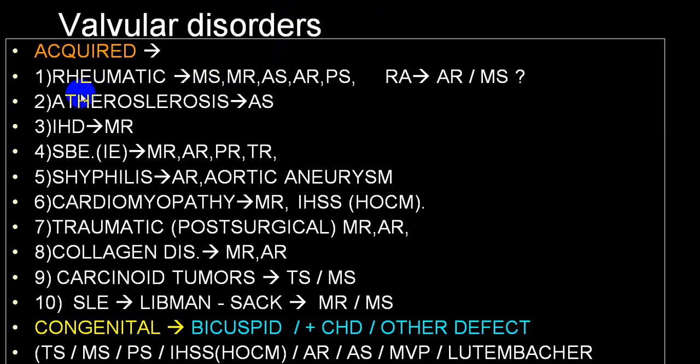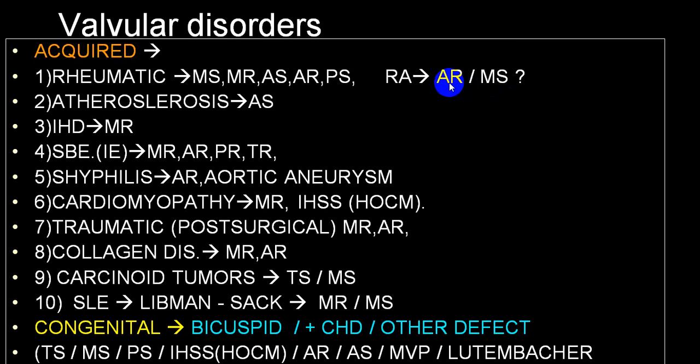But in chronic rheumatic valvular heart disease, the mitral valve is the most commonly involved, which can have mitral stenosis alone, or mitral stenosis with MR, or mitral regurgitation alone, any permutation combination. And this mitral valve may be involved along with the aortic valve, like aortic stenosis, aortic regurgitation, and absolutely rare, that is with pulmonary stenosis.